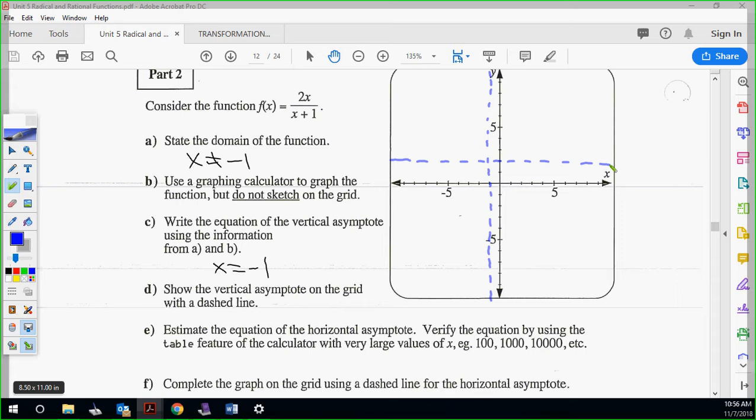Horizontal asymptote. Yep. For when they're the same degree. Okay? So we did that. It is y equals 2. Complete the graph. So now we're going to complete the graph. The graph looks like so. So that's what your graph looks like.